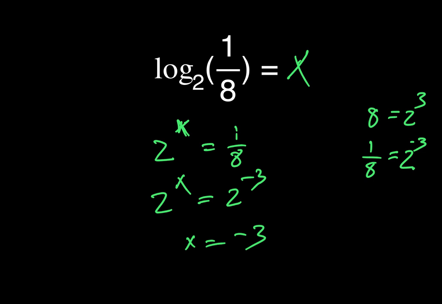So when we're looking at these, oftentimes this base will have some connection to the base of that number as we're simplifying. So if I have log base 3, probably going to be looking at numbers like 9, 27, 81, those kind of things.